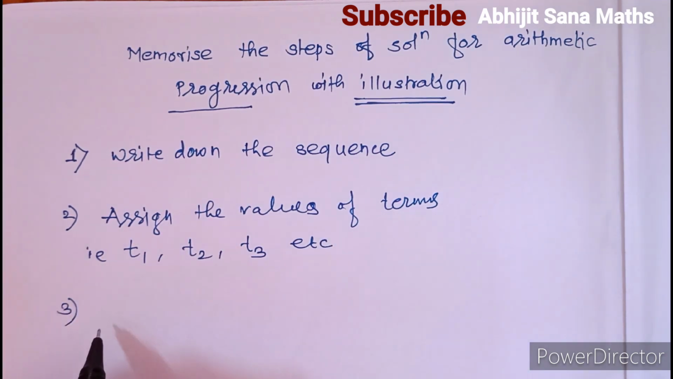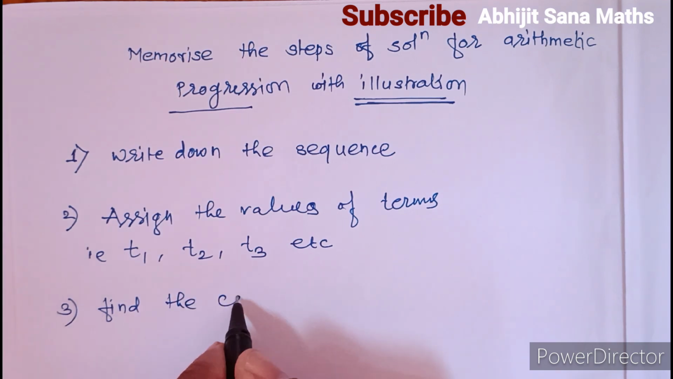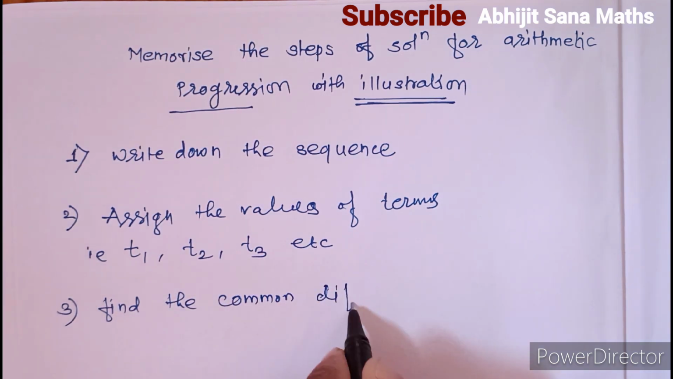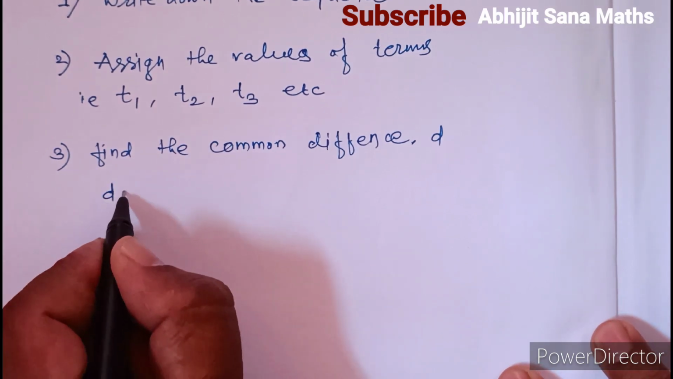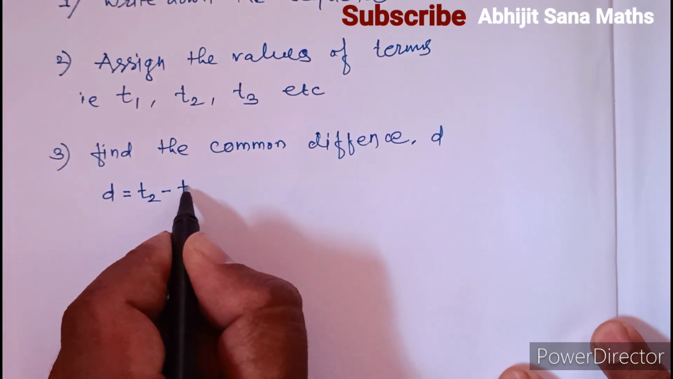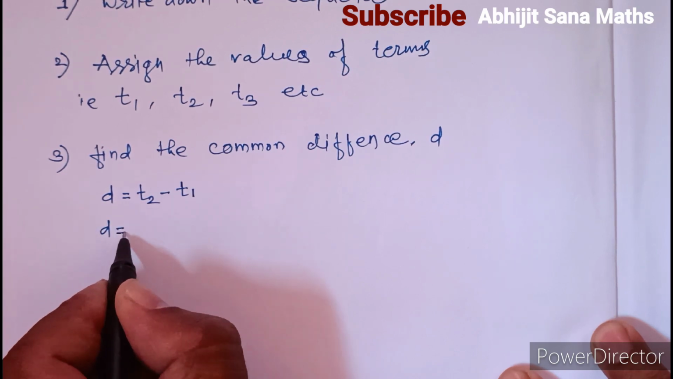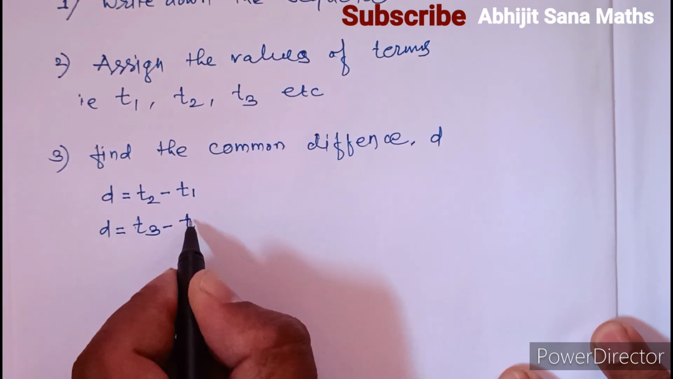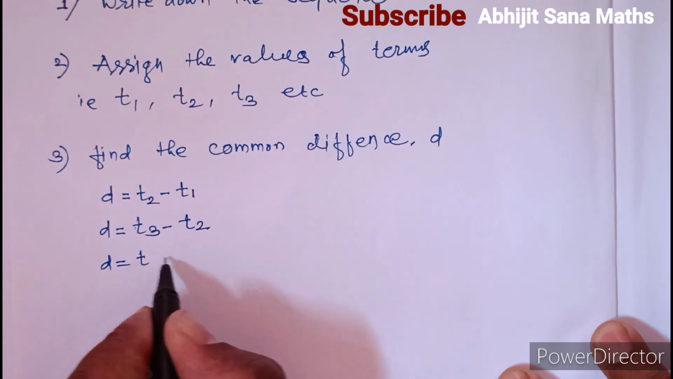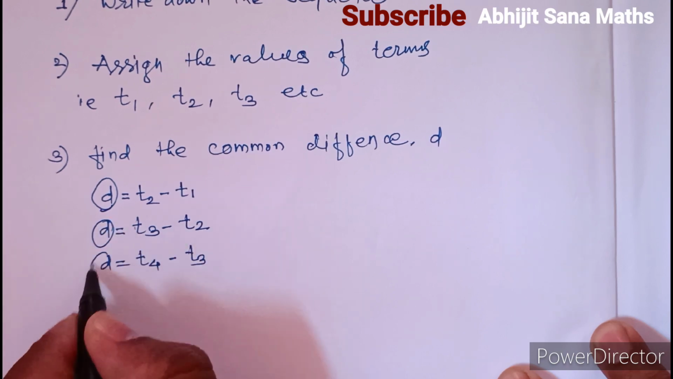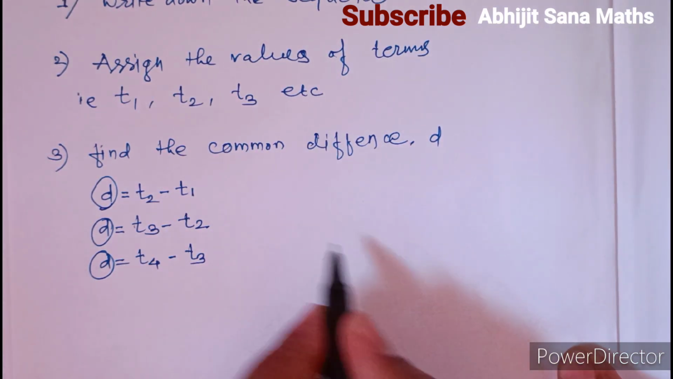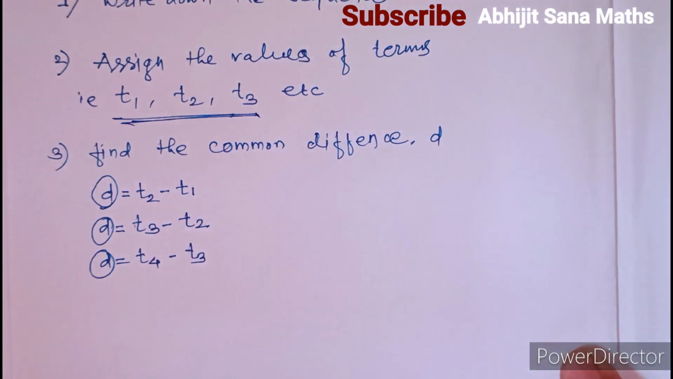Now after assigning, the third step is to find the common difference, which is denoted by d. The formula for common difference is d equals t2 minus t1, next t3 minus t2, and d equals t4 minus t3. This d is nothing but the common difference, which is the difference between consecutive terms.